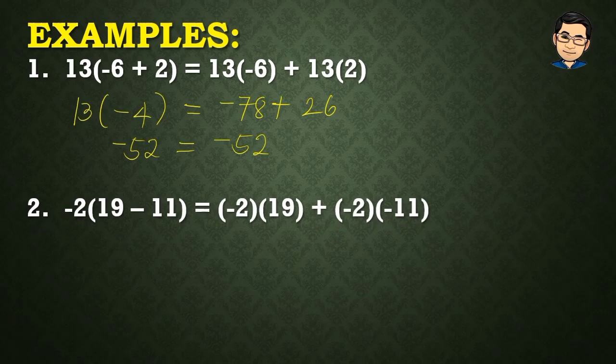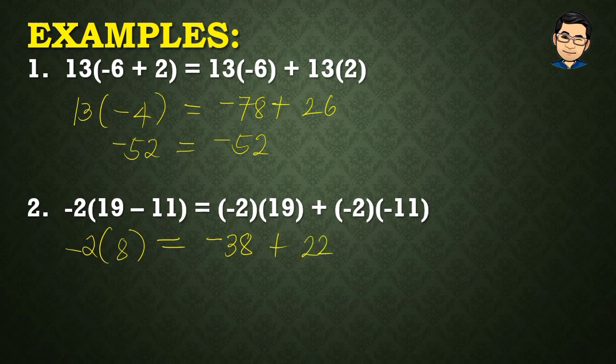For number 2, ayan, negative 2 times the difference of 19 and 11 is equal to the sum of the product of negative 2 and 19 and negative 2, negative 11. So, negative 2 times the difference of 19 and 11, that is 8, equals, so negative 2 times 19, that is negative 38, unlike signs po sila, and then plus negative 2 times negative 11, so pareho po sila ng sign, pag minultiply magiging positive, that is positive 22.